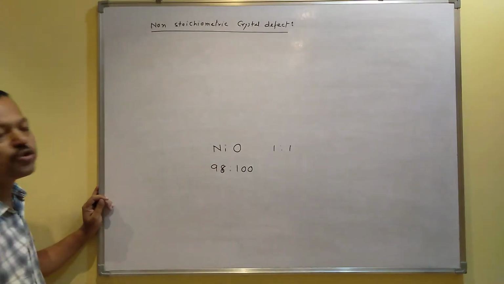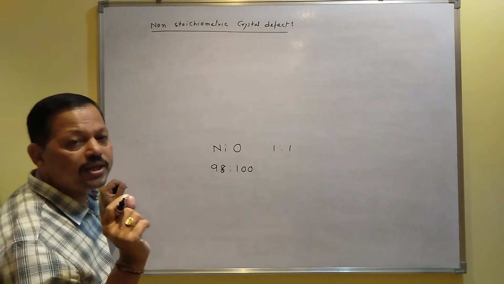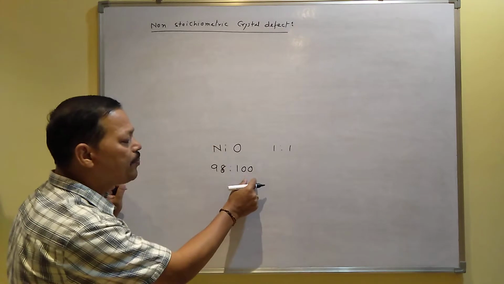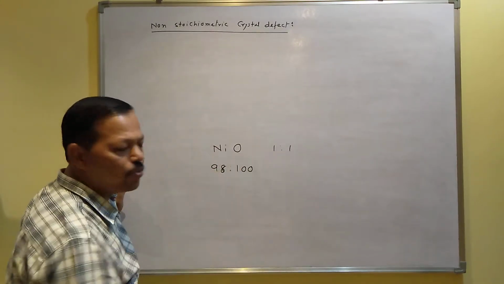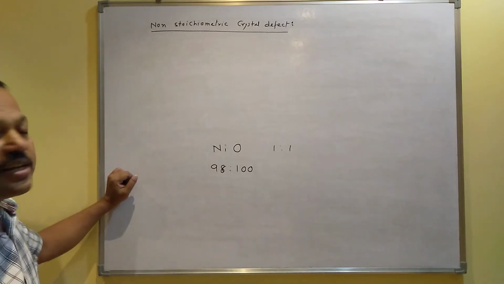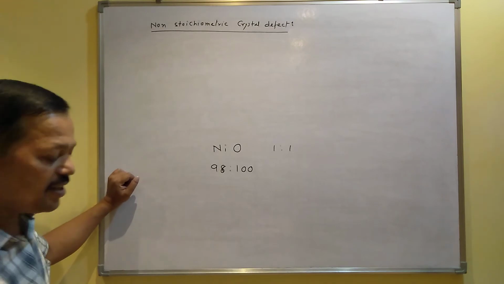called non-stoichiometric crystal defect. So non-stoichiometric crystal means those crystals in which the number of cations and anions are not the same according to the ratio given in the formula. That type of crystals are called non-stoichiometric crystals, and the defects shown by these crystals are called non-stoichiometric crystal defects.